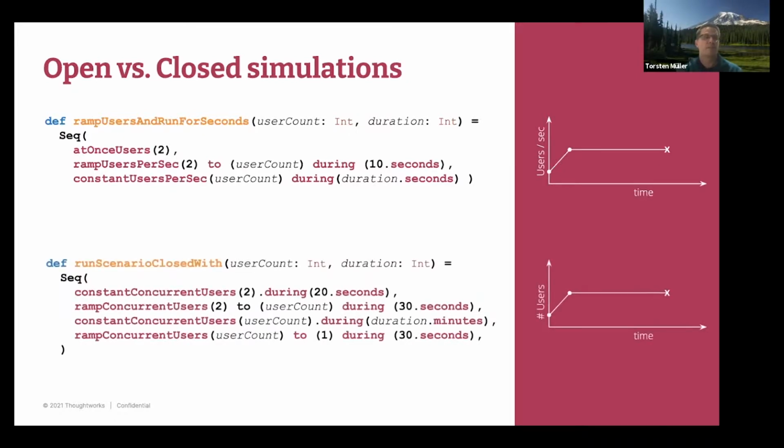And we saw with closed tests that we basically limit our number of total users. And the principle is the exact same thing. We just use different methods. So here we say constant concurrent users, and then ramp the concurrent users. So this is the same schema, this is the same approach, only with different method names.